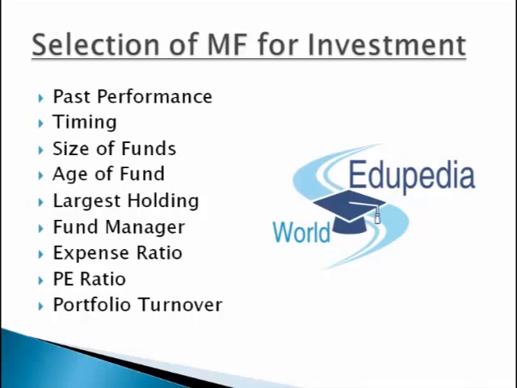So you should have that kind of balance while selecting a particular mutual fund and the company you'll be investing in. It's better to invest in a company that has a medium, average portfolio turnover, neither so low nor so very high. So guys, that's how this particular topic works. One has to go through all these parameters: past performance, timing, size of funds, age of fund, largest holding, fund manager, expense ratio, PE ratio, and portfolio turnover while selecting any mutual fund for investment. So guys, I hope you got the entire clarity about this topic as well.